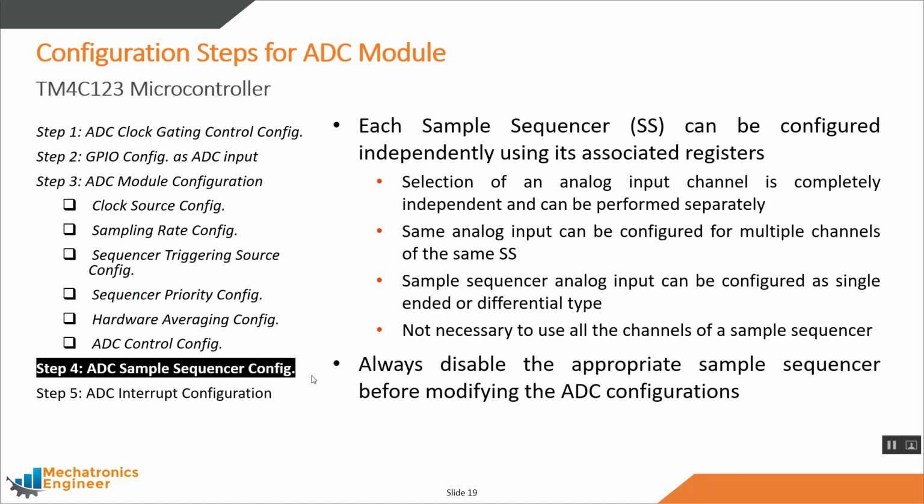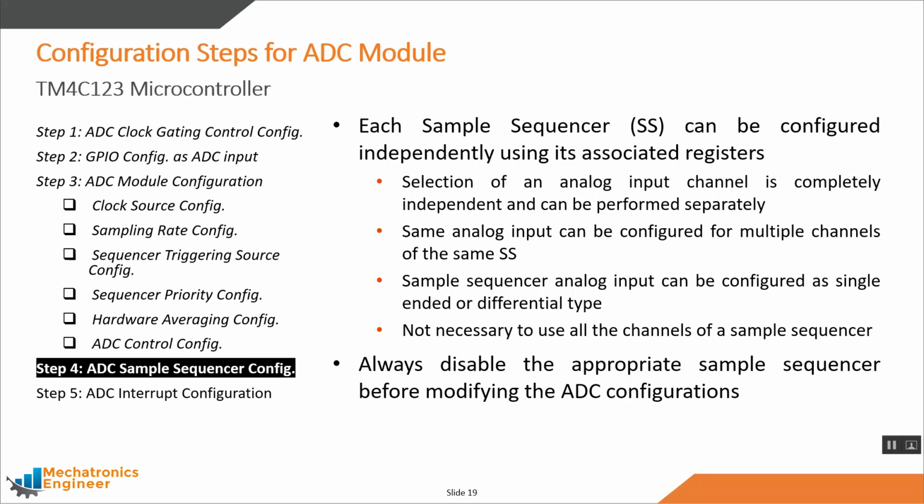ADC sample sequencer configurations. Each sample sequencer can be configured independently using its associated set of registers. The configurations which can be performed independently for each sample sequencer are as follows. The selection of an analog input channel for each sequencer is completely independent and can be performed separately. It is also possible to configure the same analog input for multiple channels of the same sequencer. Each sample sequencer analog input can be configured for single-ended or differential type of input.